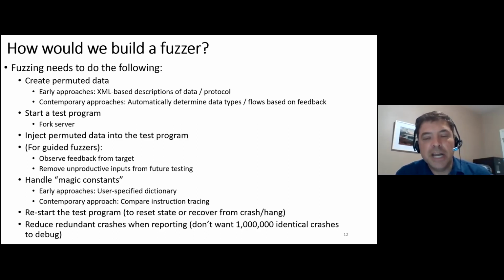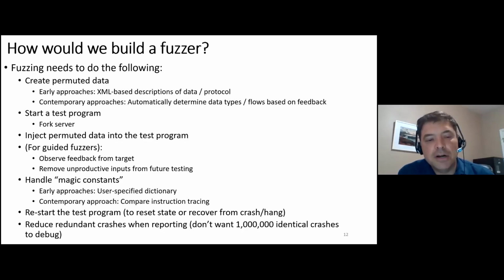If you're going to build a guided fuzzer, because that's much more effective than a blind fuzzer, you need a way to observe what's happening as you execute these fuzzed inputs. You want to remove those inputs from your future work that are not productive. If you realize that setting bit 7 is never getting you anywhere, then you probably want to remove all those types of permutations from your workload because you'll just be wasting time.